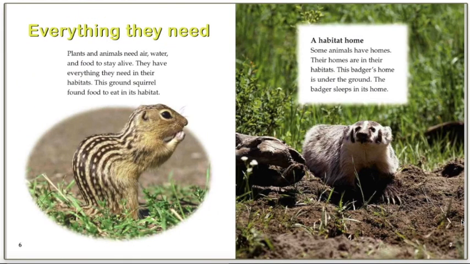Everything they need. Plants and animals need air, water, and food to stay alive. They have everything they need in their habitats. This ground squirrel found food to eat in its habitat. A habitat home. Some animals have homes. Their homes are in their habitats. This badger's home is under the ground. The badger sleeps in its home.